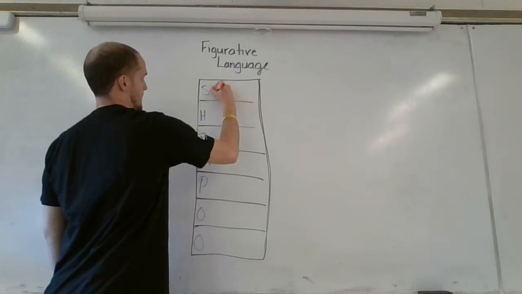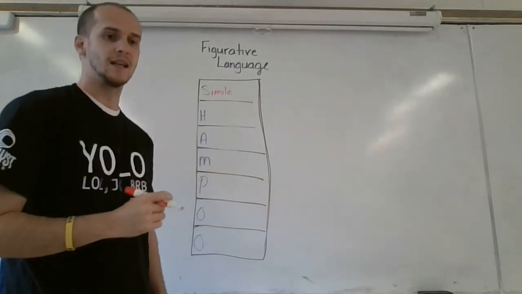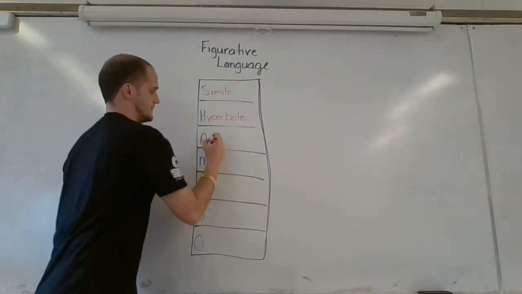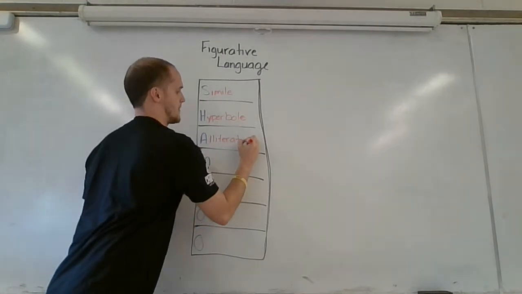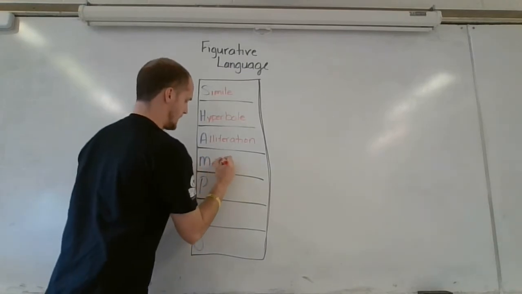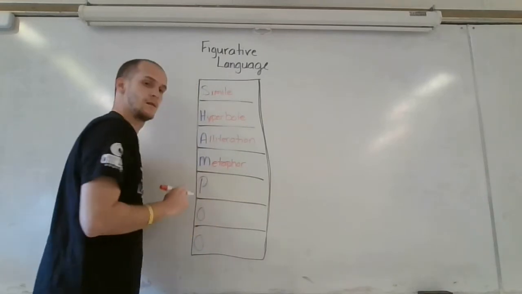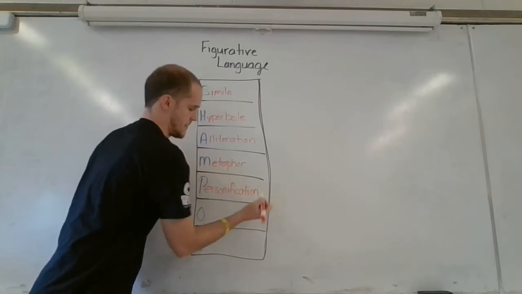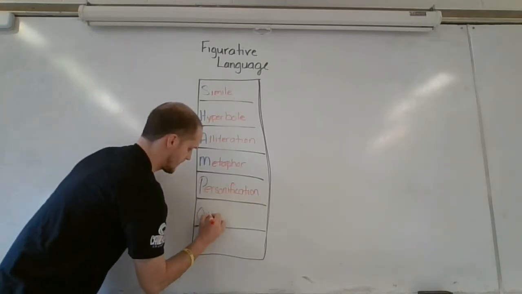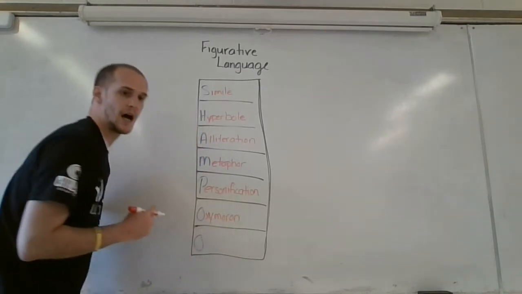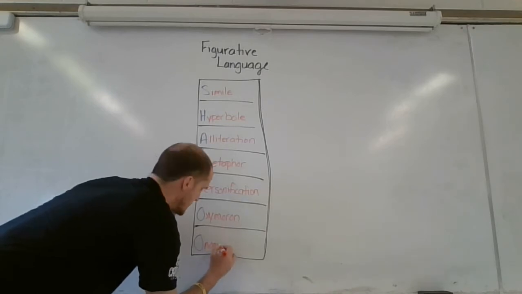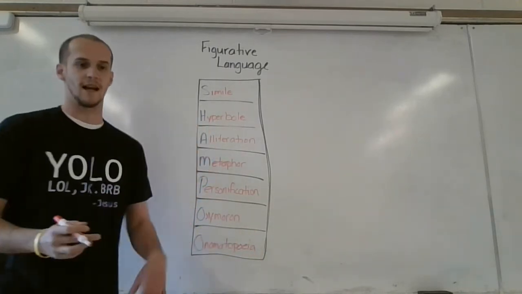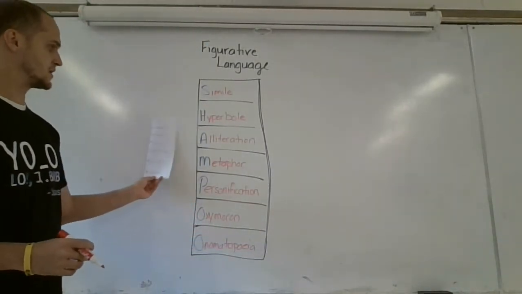We're going to explain. Each one of these letters stands for something. All right? So you have simile. You have hyperbole. Alliteration. Metaphor. Personification. And then you have the 2 O's, oxymoron and onomatopoeia.